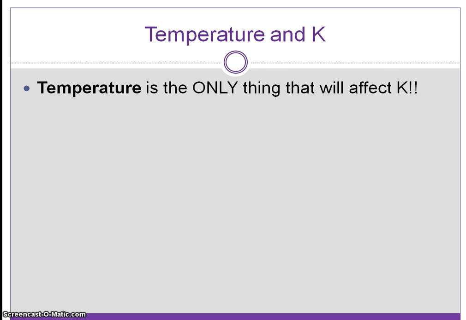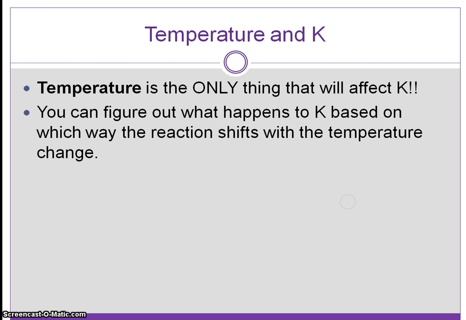The last thing is just about how K is affected by these stresses. Temperature is the only thing that's going to affect K. So pressure and changing the reactants and products actually are not going to affect K at all. You can figure out what happens to K based on which way the reaction shifts.